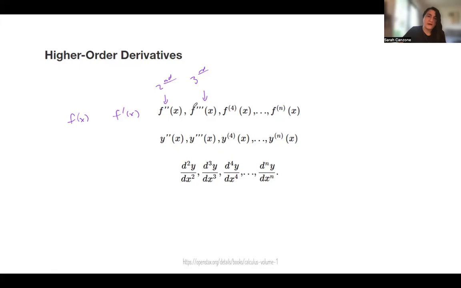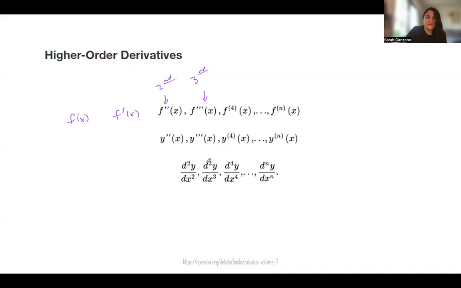And then once you get past 3, it would be absolutely insane to try to write as many primes as you need. So we just start putting in parentheses the derivative. And it's important that we put it in parentheses because otherwise you may mistake it for an exponent. This is not an exponent, this is a derivative. And this can go up to the nth derivative of your function, where n may be unknown. Same thing with y: maybe you have y instead of f of x, y prime, y triple prime.